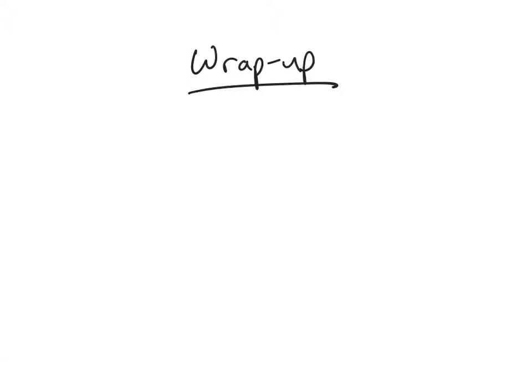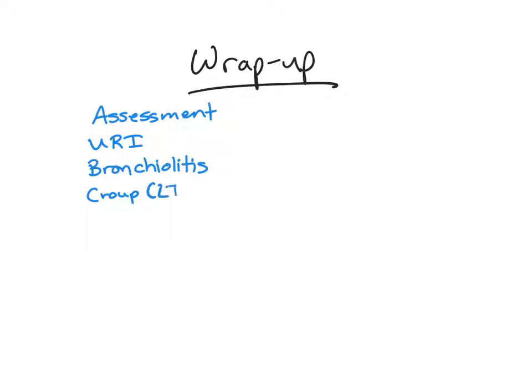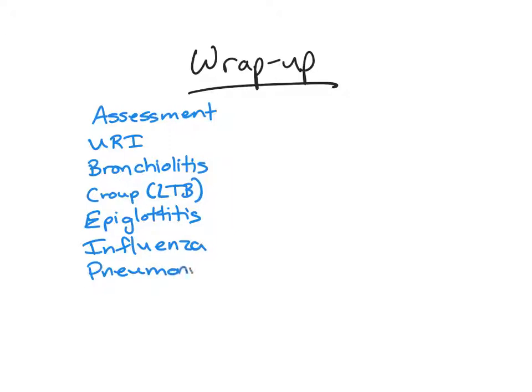Okay, to wrap things up, let's just review real quick. We reviewed assessment of the respiratory system, and then we moved into our acute illnesses, like the upper respiratory illness, bronchiolitis, routine croup, or laryngotracheobronchitis, but we were careful not to mix it up with epiglottitis. Then we covered influenza, and finally, pneumonia. Make sure you can tell the difference between the symptoms of all of those, and then make sure you're clear on some of the main treatments that we use to support the patients who have these conditions.